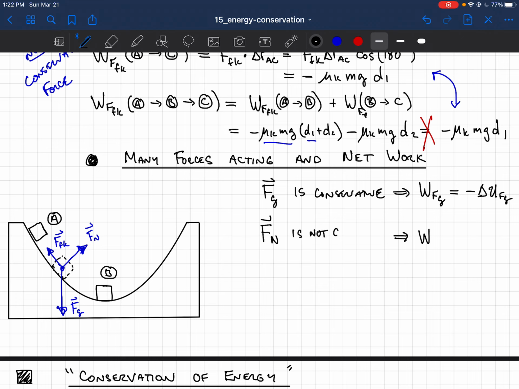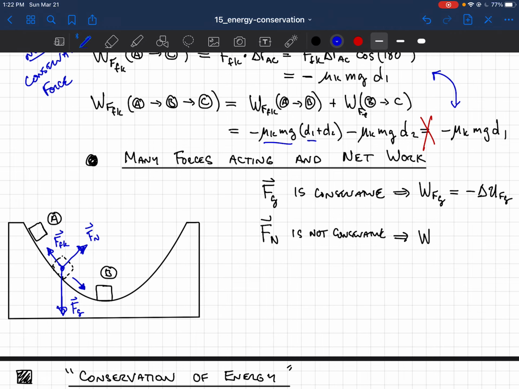And that's because the normal force of this surface can point in all sorts of different directions, but you could also have normal forces of other objects pressing. So there's nothing in general that tells us that normal is conservative. However, in this case, we get something very special.